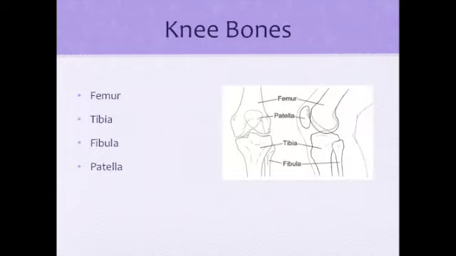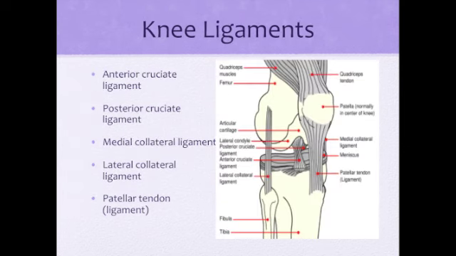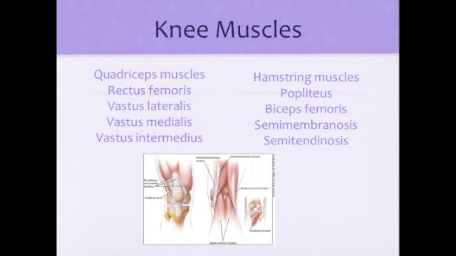The bones of the knee are the femur, tibia, fibula, and patella. The ligaments of the knee are the anterior cruciate ligament, posterior cruciate ligament, medial collateral ligament, and lateral collateral ligament. The muscles of the knee can be broken into anterior and posterior sections. The anterior section is called the quadricep muscle, which includes rectus femoris, vastus lateralis, vastus medialis, and vastus intermedius. The posterior section is called the hamstrings, which include the popliteus, biceps femoris, semimembranosus, and semitendinosus.